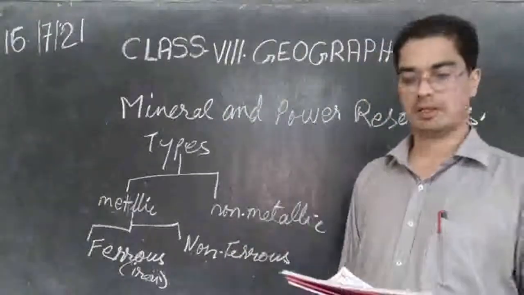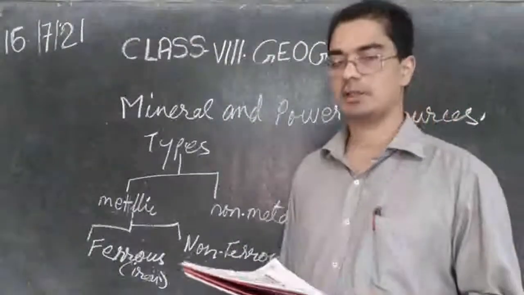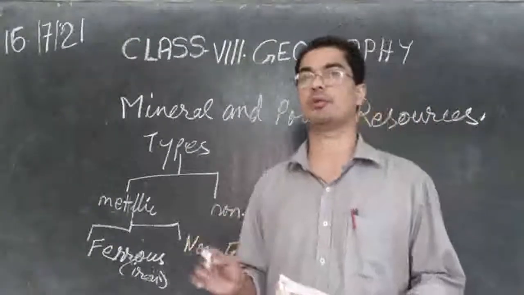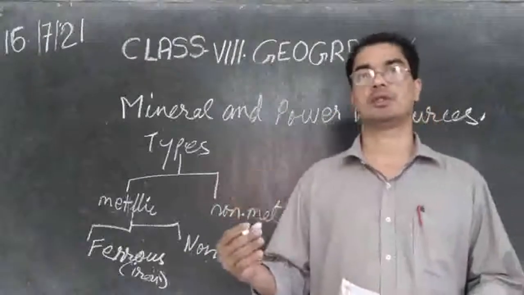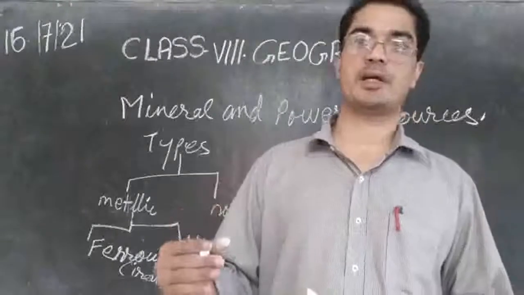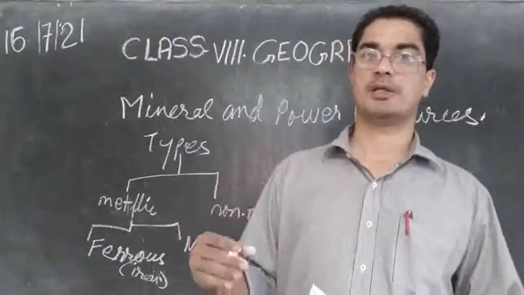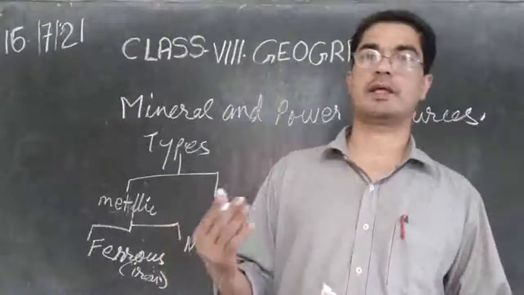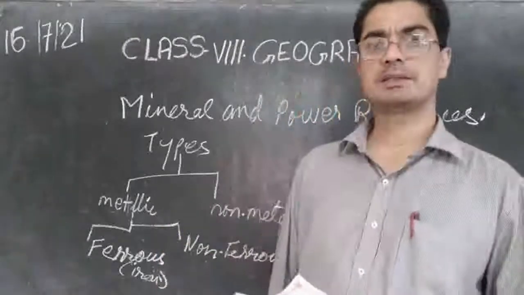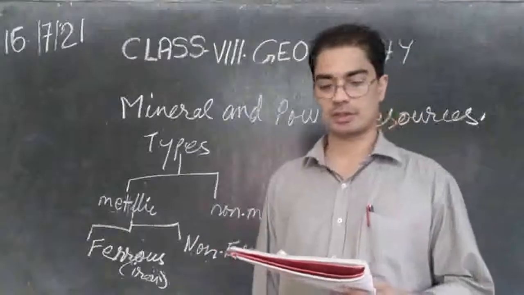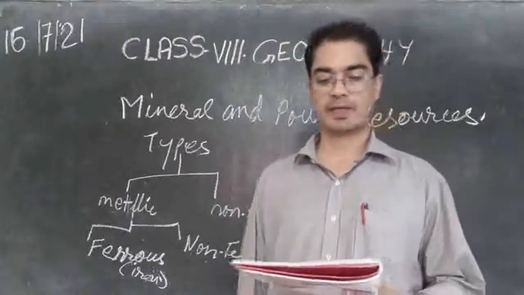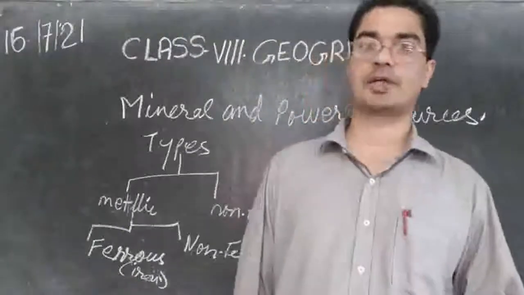So metallic minerals contain metal in raw form, not in purified form, because we have to take it out. It comes in the form of iron ore, and we have to purify it. Only then will it become the purified form. Till then it will be in the raw form. Then, metals are hard substances that conduct heat and electricity and have the characteristic of luster or shine.